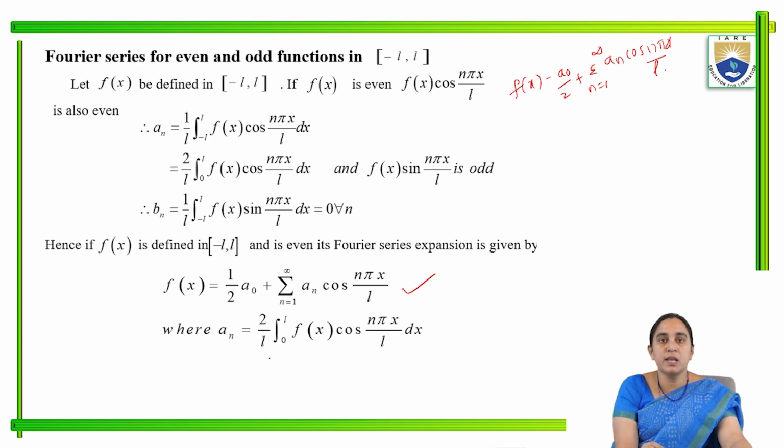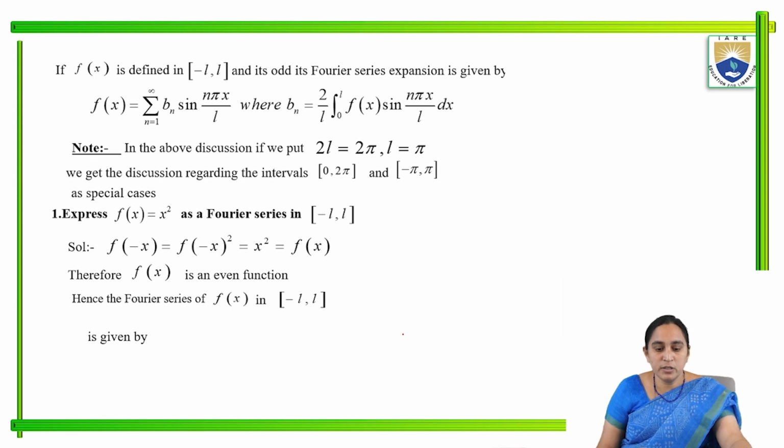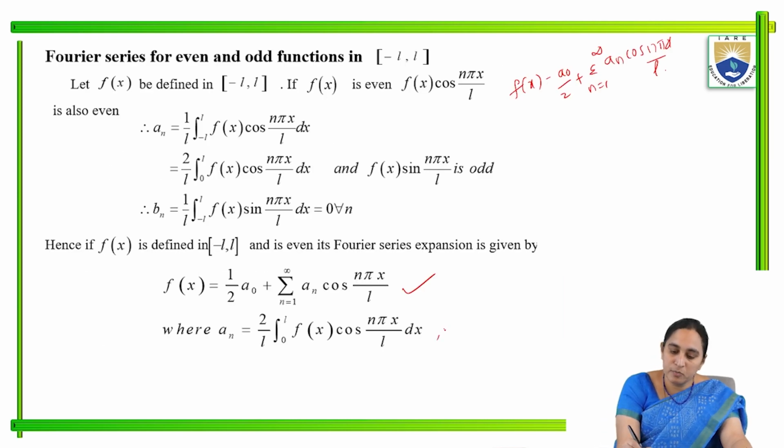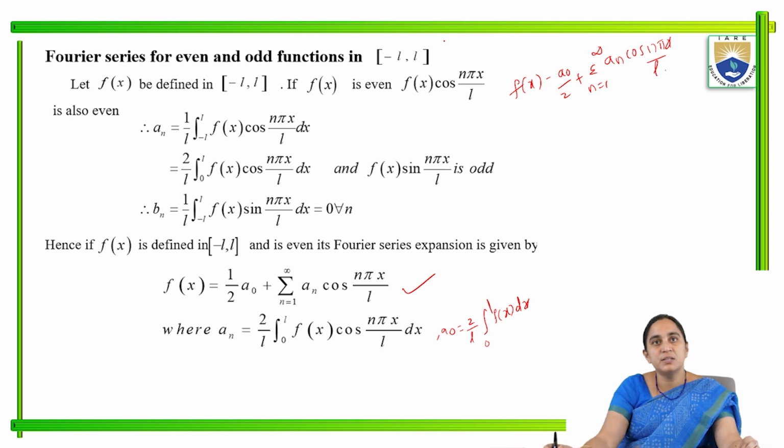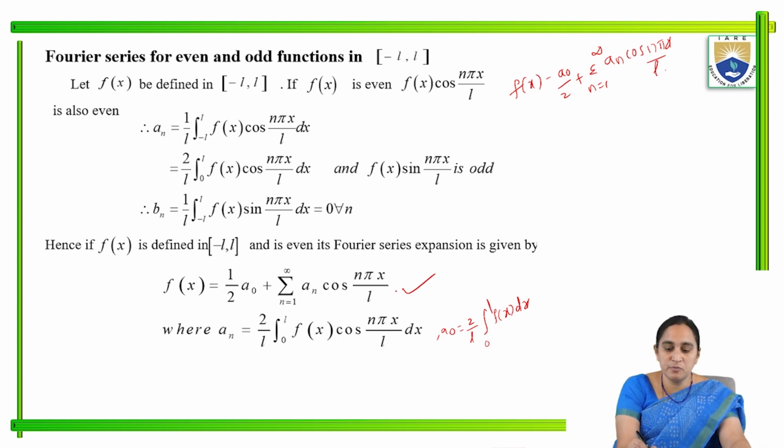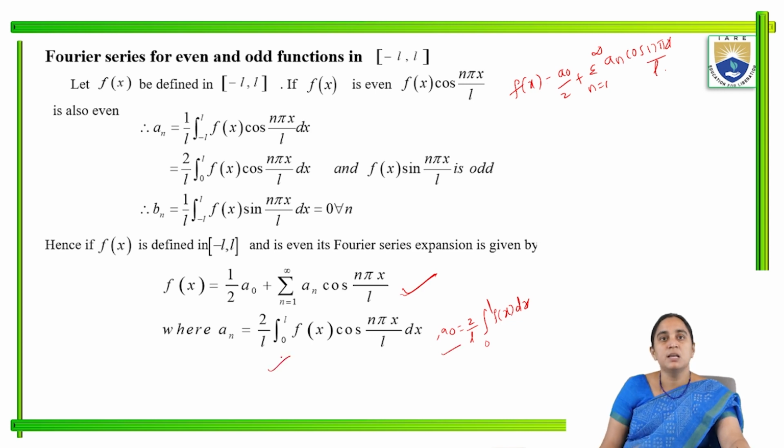For that, the formula for a n is 2 by l integral from 0 to l of f of x cos n pi x by l dx. And similarly, the a naught formula is 2 by l integral from 0 to l of f of x dx. If you verify that the function is even, directly use these formulas for a naught and a n.